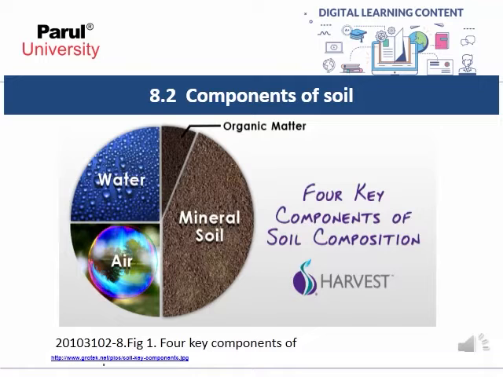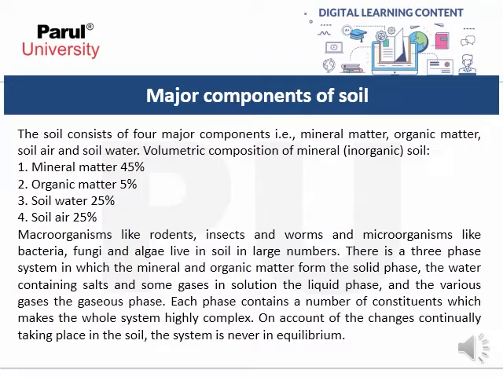So, four key components of soil composition. Major components of soil. The soil consists of four major components, that is mineral matter, organic matter, soil air and soil water. Volumetric composition: inorganic mineral matter 45%, organic matter 5%, soil water 25%, soil air 25%, which I have told earlier. Microorganisms like rodents, insects and worms, and microorganisms like bacteria, fungi, algae live in soil in large numbers.